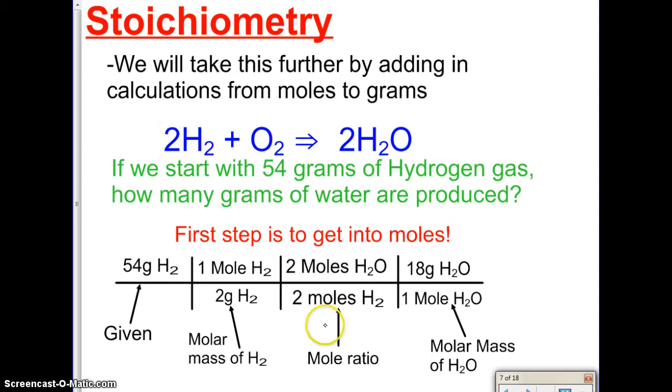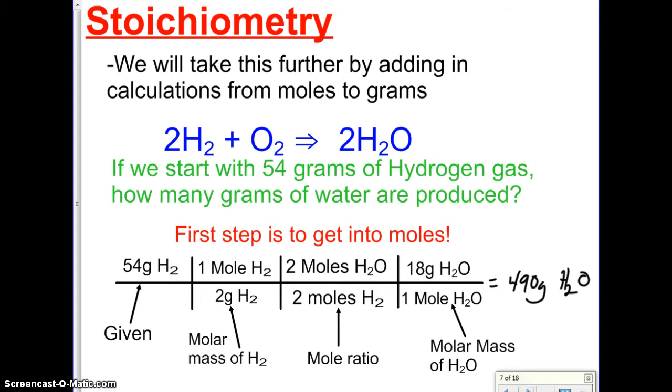So there's 2 moles of hydrogen to 2 moles of water. And then, of course, our last step is to get back into grams. So 1 mole of water has an 18.0 gram molar mass. So we calculate it from there. So we have 54 divided by 2 times 2 divided by 2, and then again times 18. So with 2 proper sig figs, this should be about 490 grams H2O.